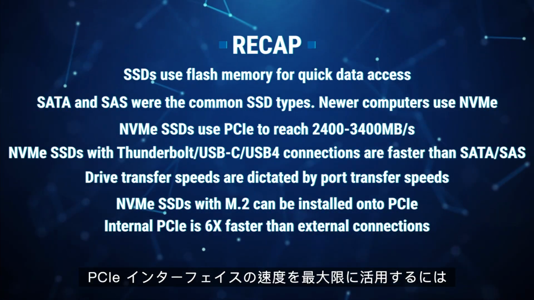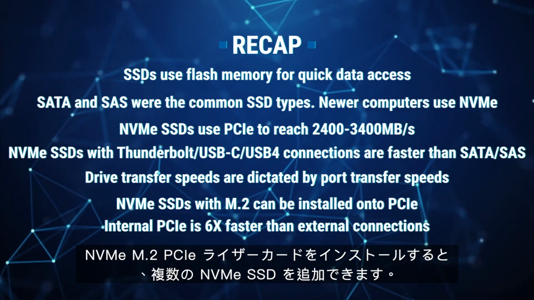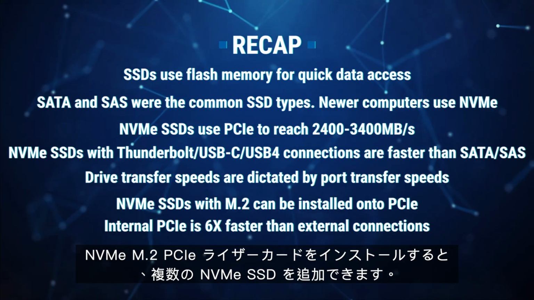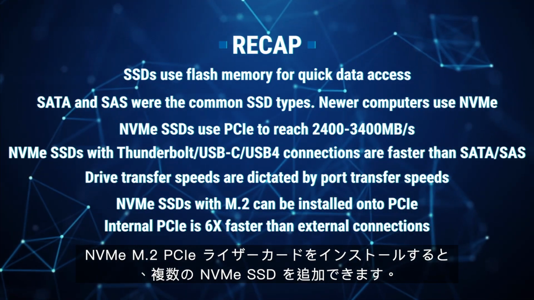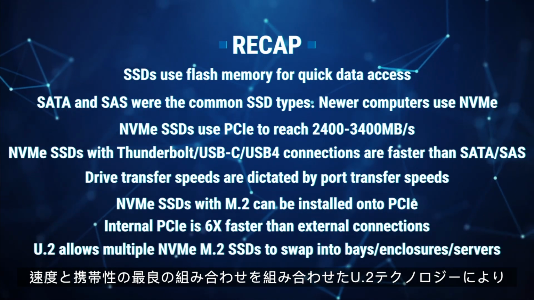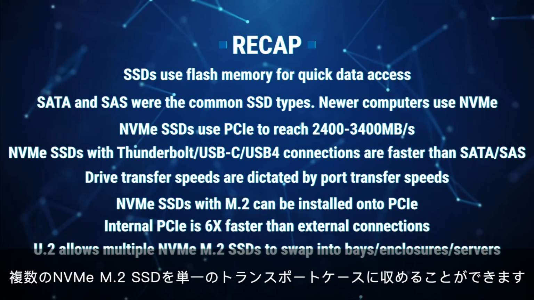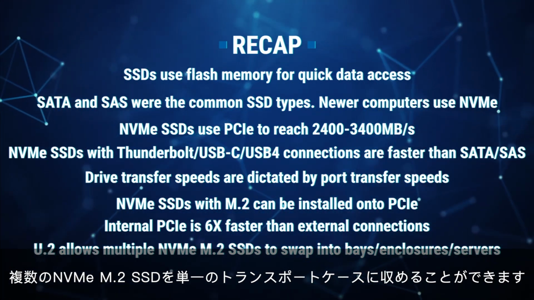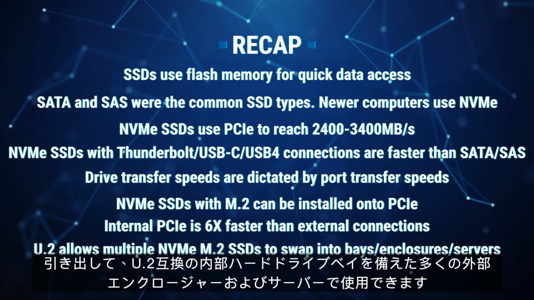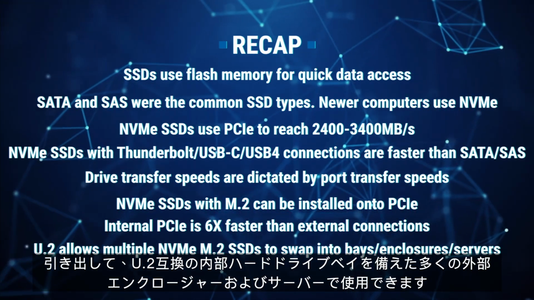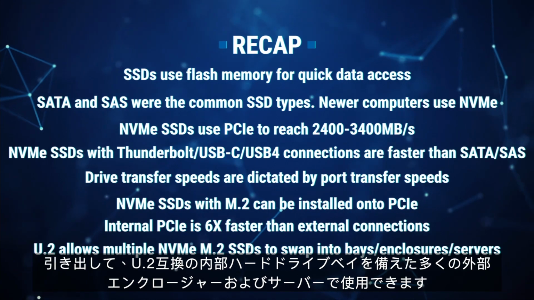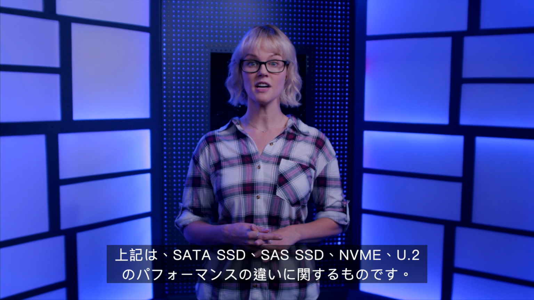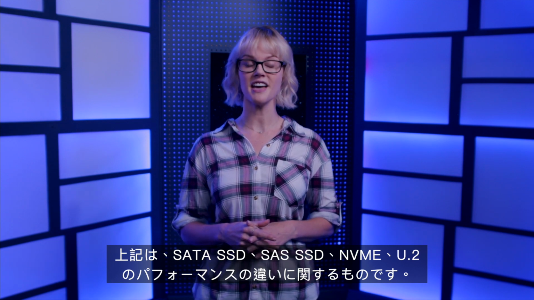In order to truly take advantage of PCIe bus speeds, install an NVMe M.2 PCIe adapter card that you can add multiple NVMe M.2 SSD modules into. For the ultimate combination of speed and portability, U.2 technology allows multiple NVMe M.2 SSDs to be installed in a carrier shuttle that can then be swapped out and used in a variety of U.2 compatible internal drive bays, enclosures, and servers. These are the performance differences between SATA, SAS, and NVMe M.2 and U.2 solid-state drives and technology.